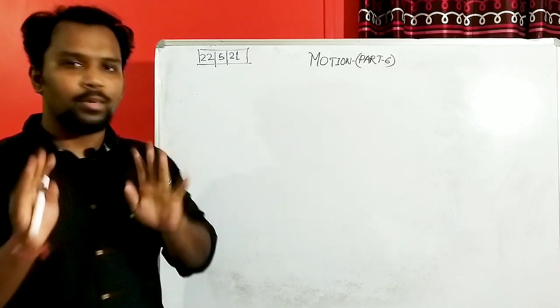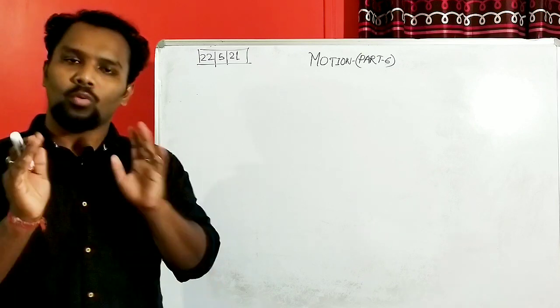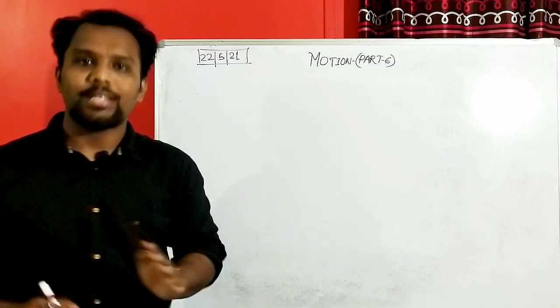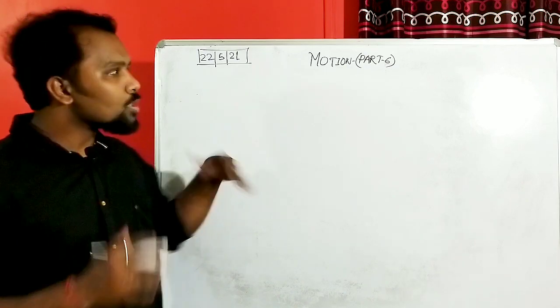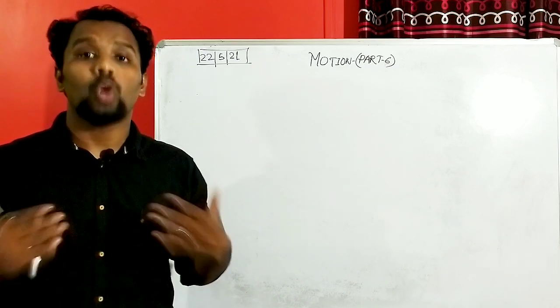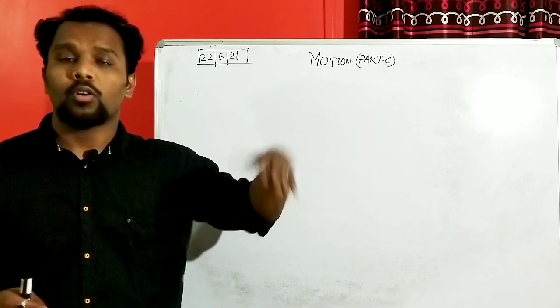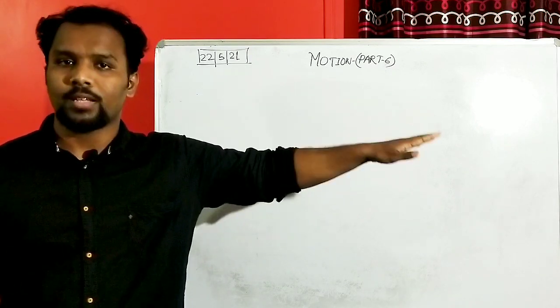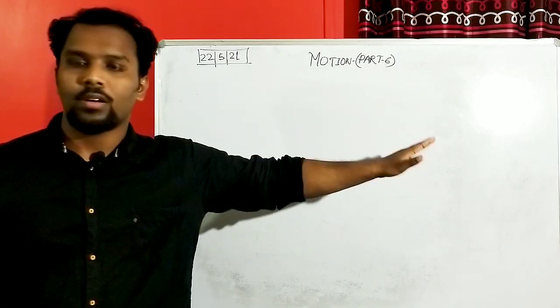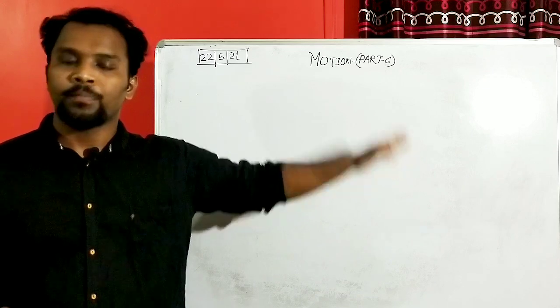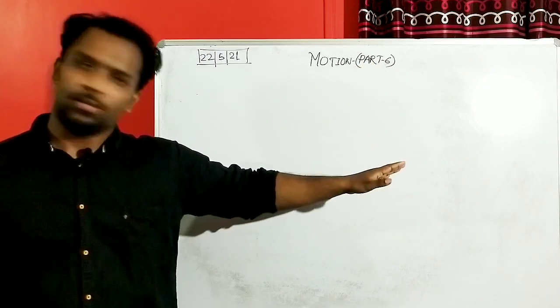Just be with this video and watch it quite attentively, because these questions are very important for your final exam. It will increase your knowledge. The formulas that you have got, the equations of motion, v equals u plus at, s equals ut plus half at square, and one more formula, 2as equals v square minus u square, are all going to be used.